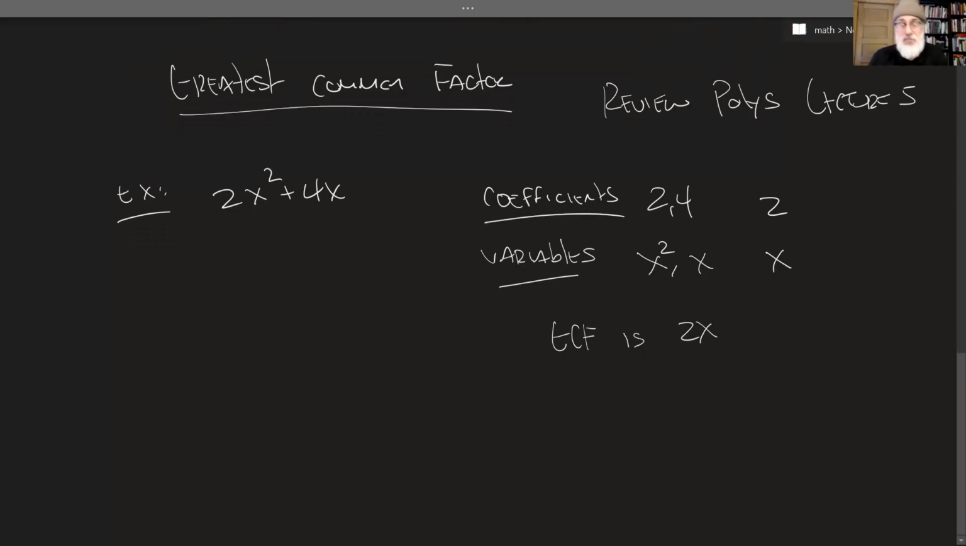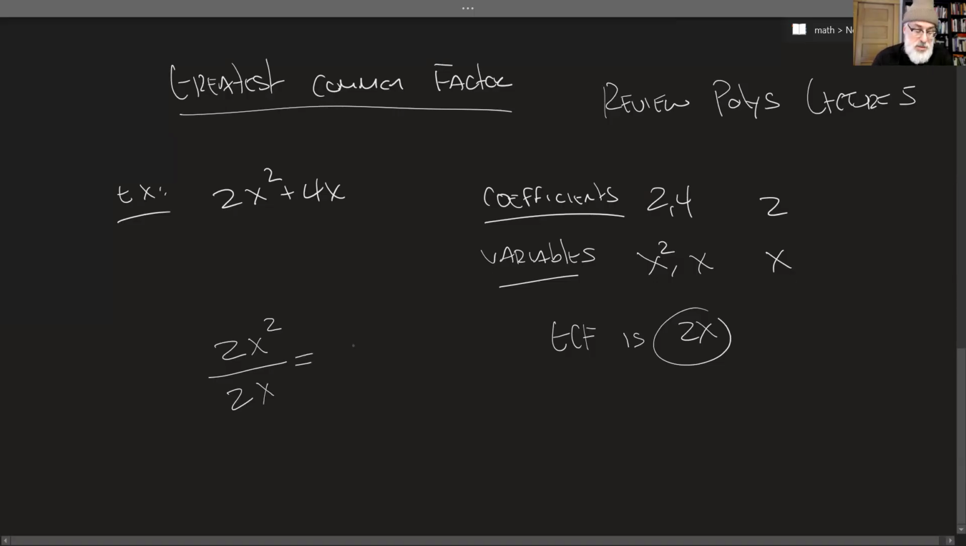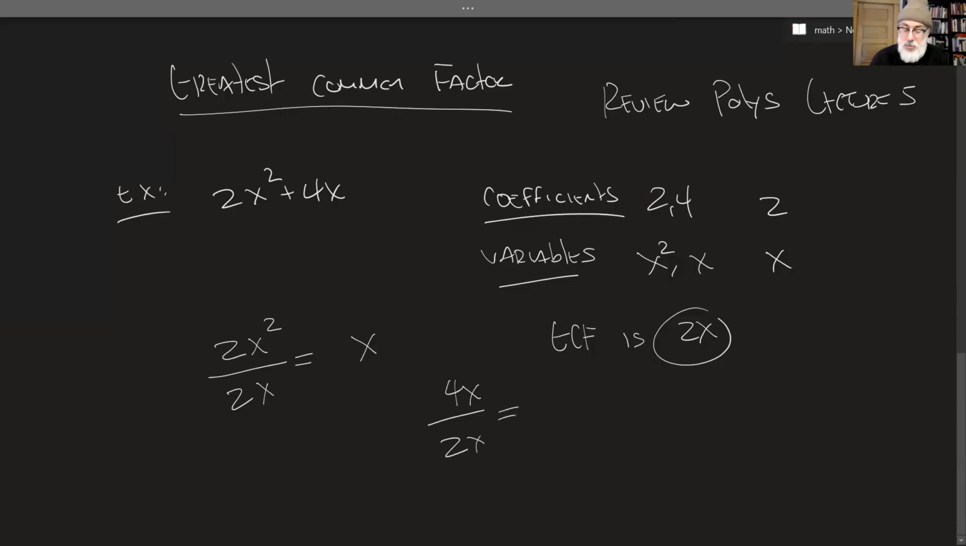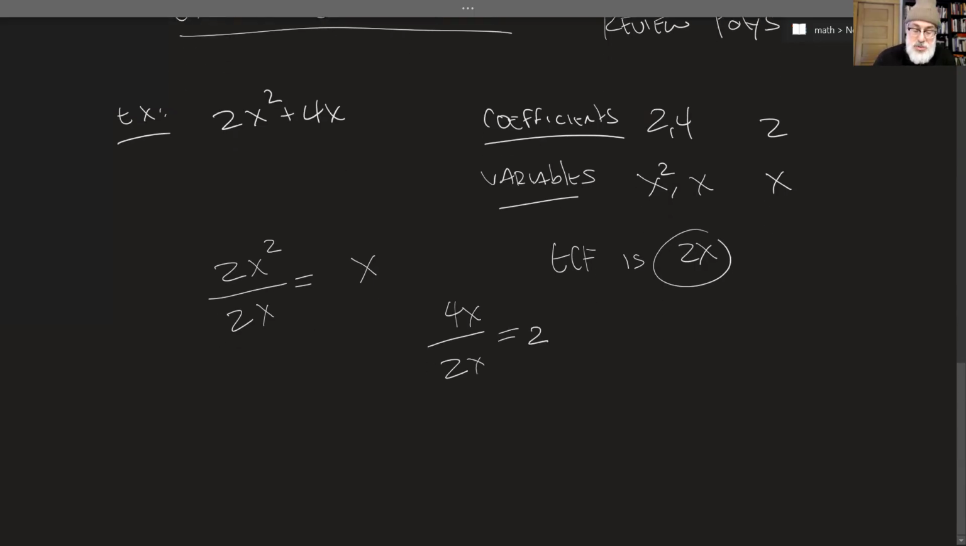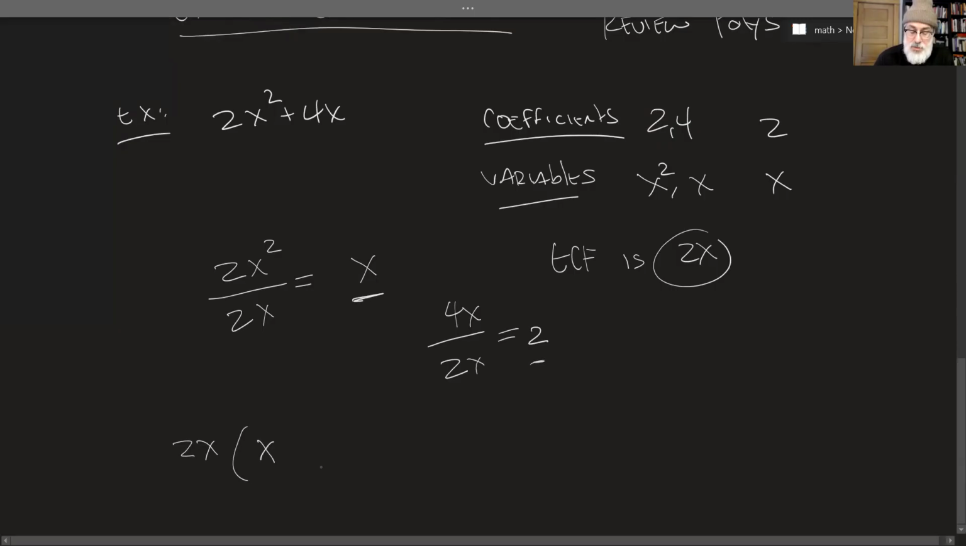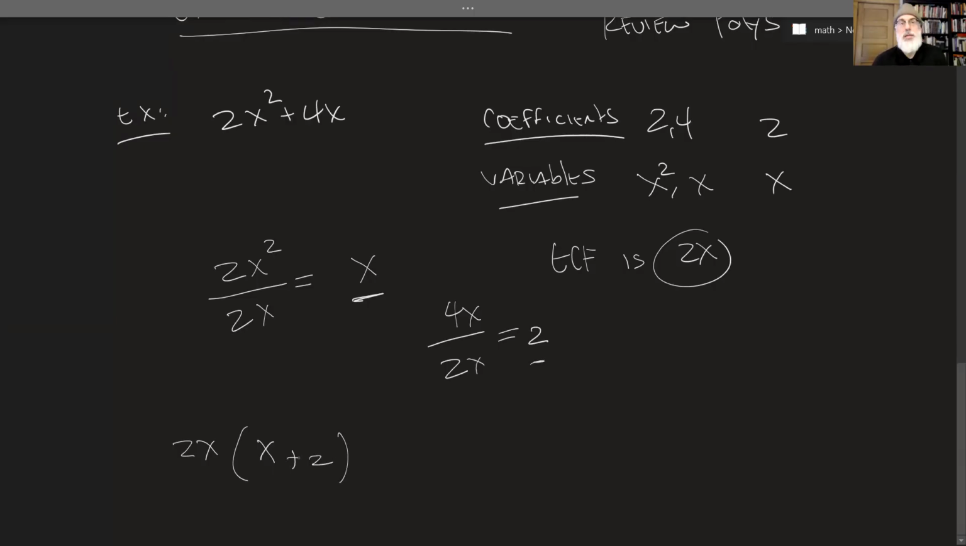So I could take a 2x out of both of these terms. What do we mean by that? Well, it's essentially a division. If I have 2x squared and the greatest common factor here is 2x, I'm dividing this. And this leaves us with x. The same with 4x. I'm essentially dividing it by its greatest common factor, which leaves us with 2. So when we take out, so to speak, a 2x, we are left with x and we're left with 2. So that's the greatest common factor being pulled out of 2x.